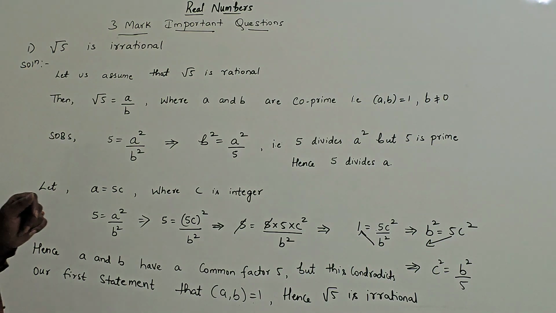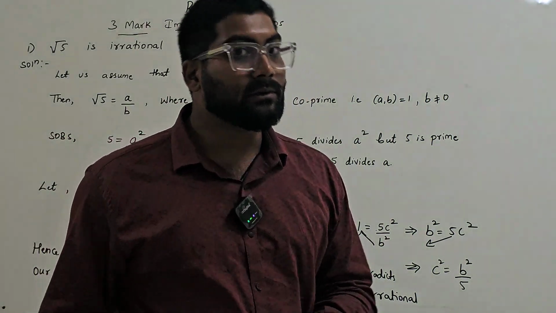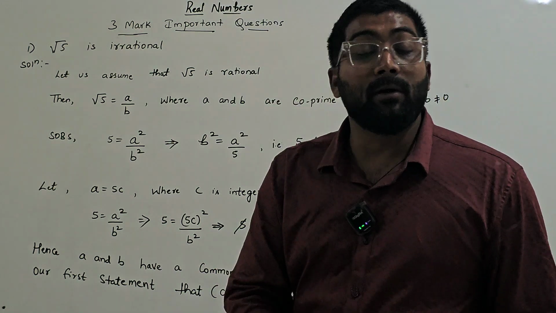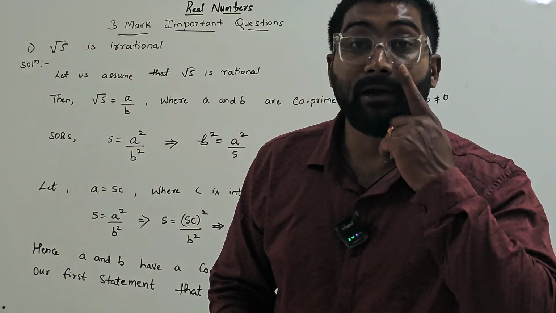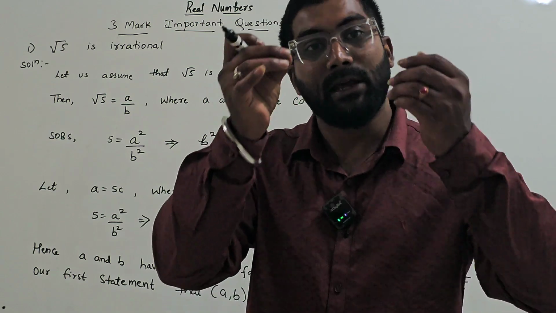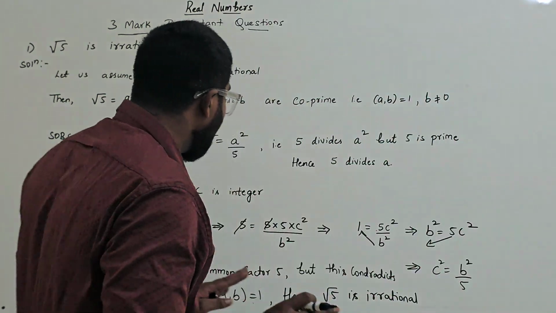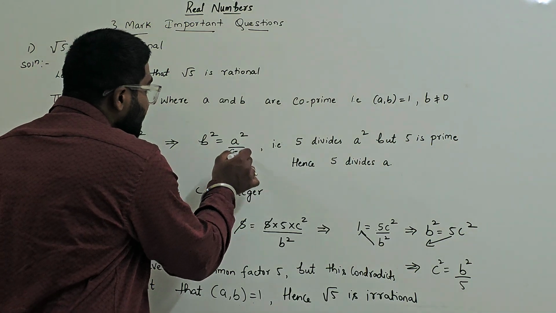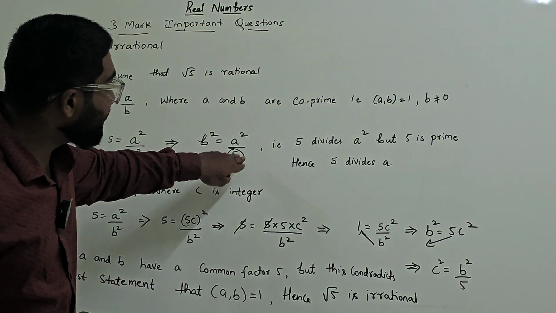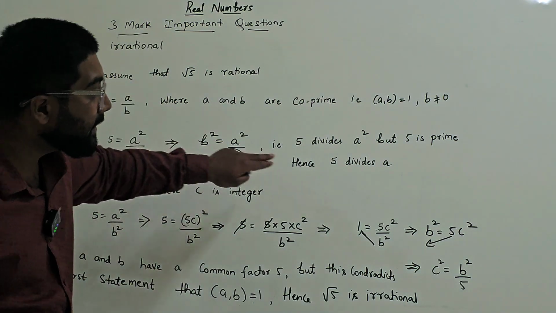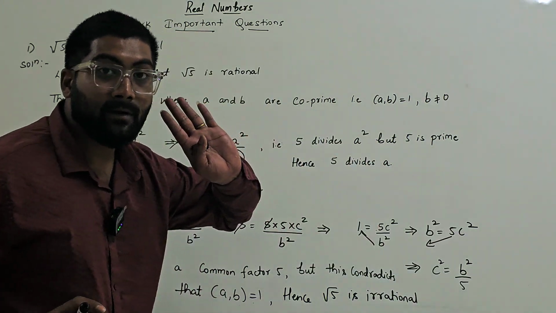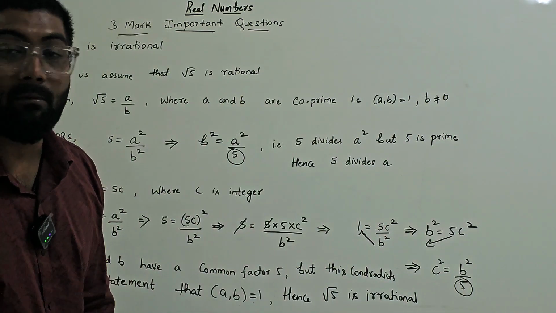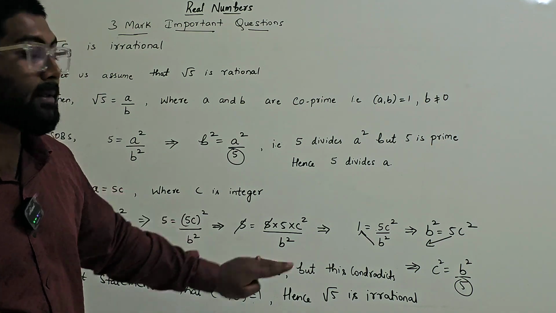Now here you can see that 5 is dividing a square and 5 is dividing b square also. Since a and b are co-prime, they should not have a common factor. But here it has a common factor. It is dividing both the numbers. It is dividing a also and it is dividing b also. Now when it is dividing both the numbers, what is the common factor here? See, this is 5, a is divisible by 5 and b is also divisible by 5. When both the numbers are divisible by 5, 5 is a common factor. Hence a, b have a common factor 5.